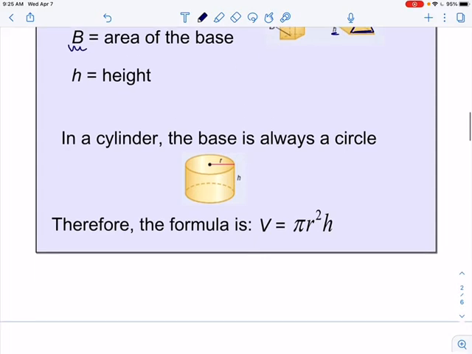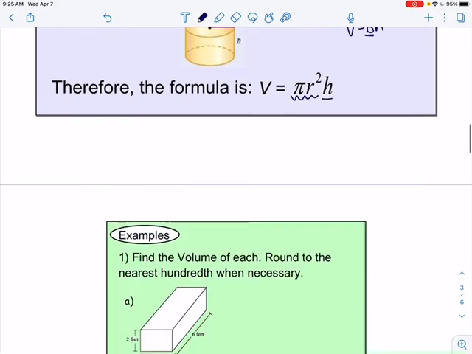If we have a cylinder, pretty much the same thing holds true, but the base of a cylinder is always going to be a circle. Going back to volume equals base times height, this time the base is a circle, and the area of a circle is pi r squared. That's why we have the pi r squared h there. So a cylinder is always going to be pi r squared h, but again, directly related to volume equals the area of the base times the height.